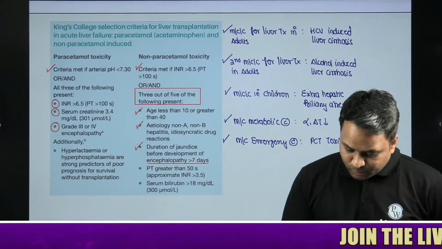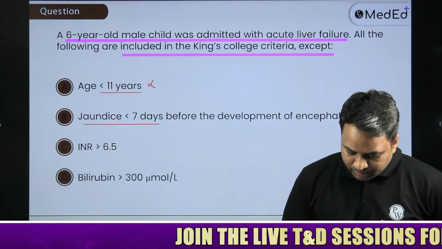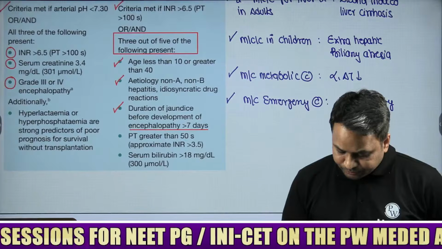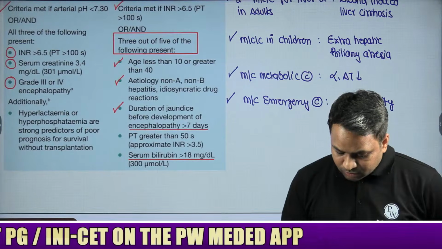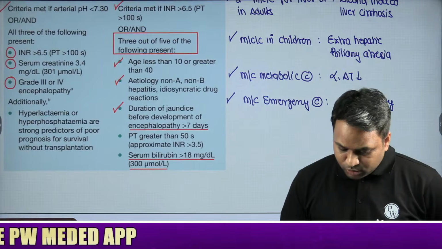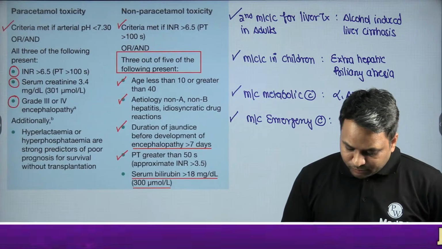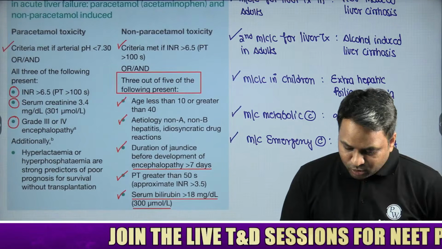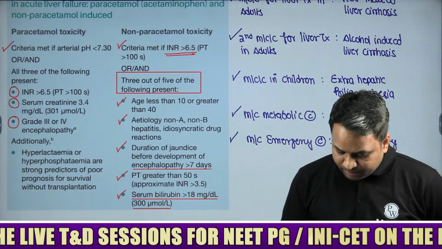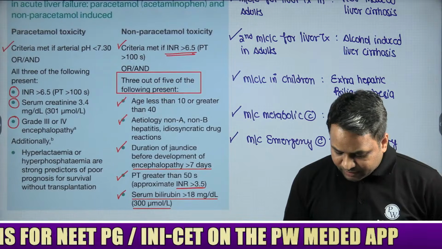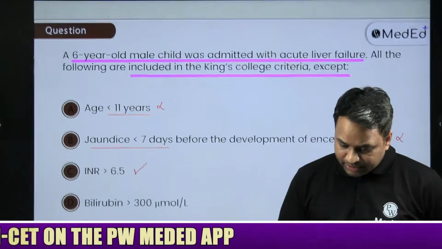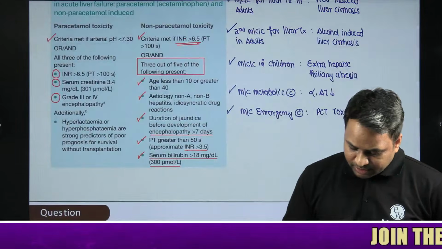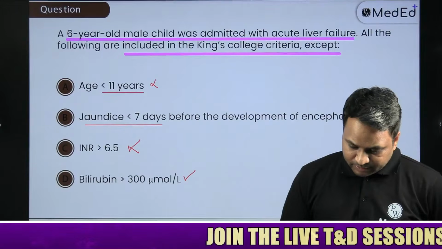INR of more than 6.5 is actually correct. Bilirubin of more than 300. Now look at serum bilirubin, it is either more than 18 or 300 micromoles per liter, right? A PT of more than 50, INR of more than 3.5. So you're looking at these criteria, either INR of more than 6.5, or PT greater than 40 with INR of more than 3.5. So here, if you're looking at the other criteria, then this will go wrong. The bilirubin of more than 300 micromoles, that is correct. So the answer here is going to be D for Delhi, right?